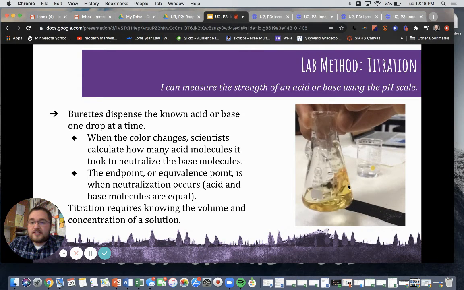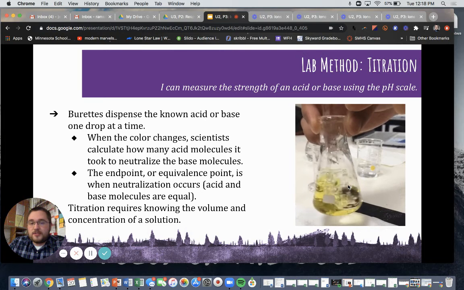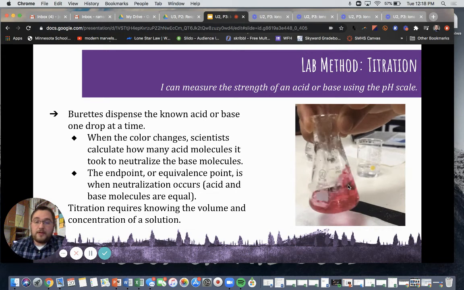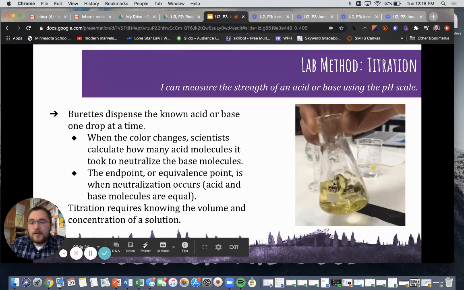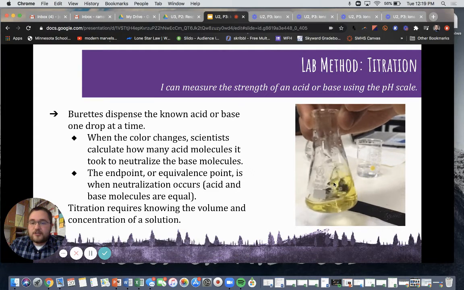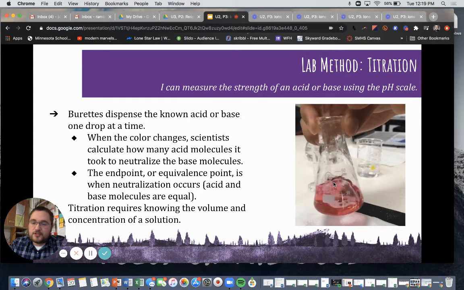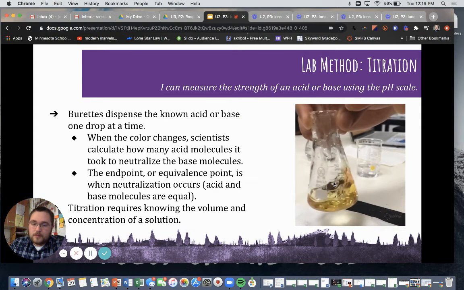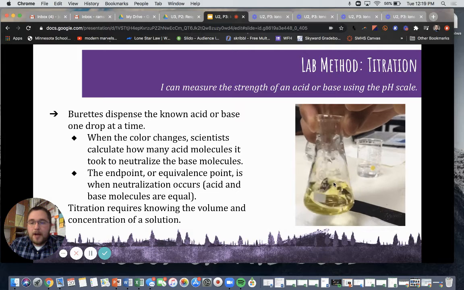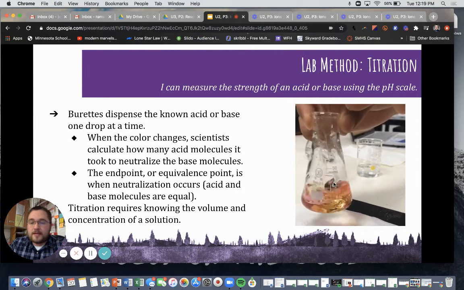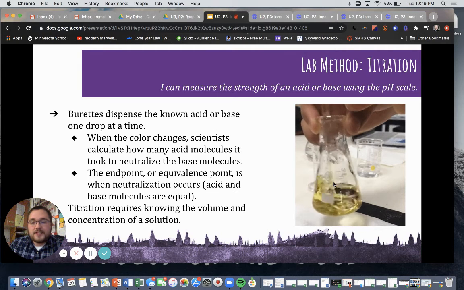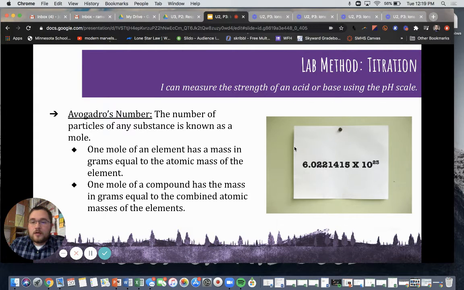When the color changes, the scientists calculate how many acid molecules it took to neutralize or make equilibrium and create a clear color. The endpoint or equivalence point is when neutralization occurs, and titration requires knowing the volume and the concentration of a solution. That goes back to our dilution examples that we did in class with M1V1 equals M2V2. We're going to talk about this briefly too, a little bit more with titration.